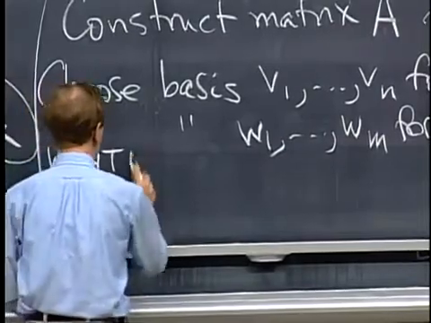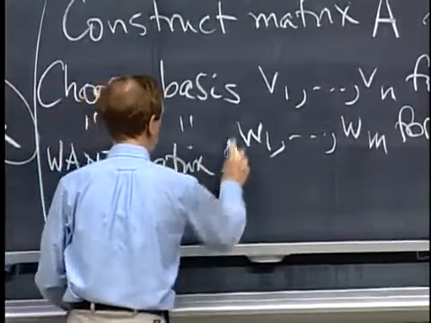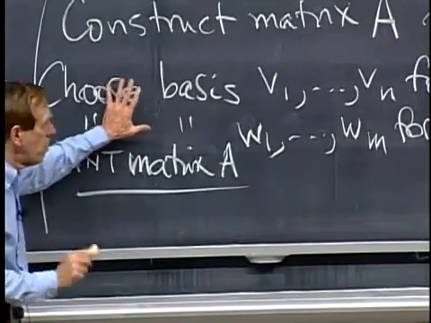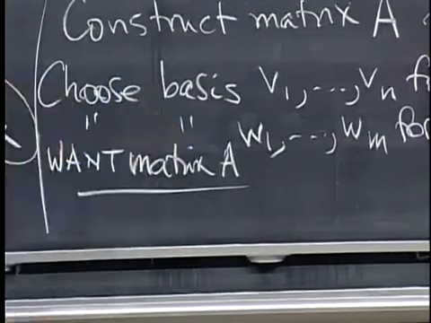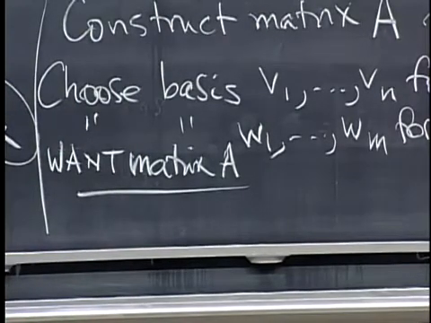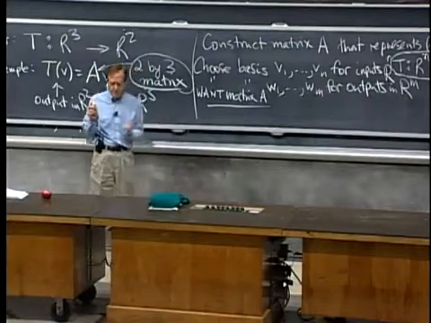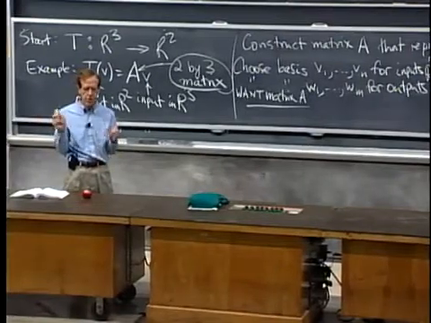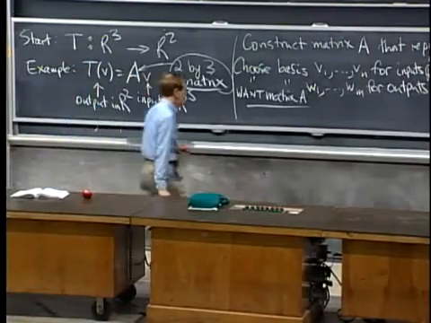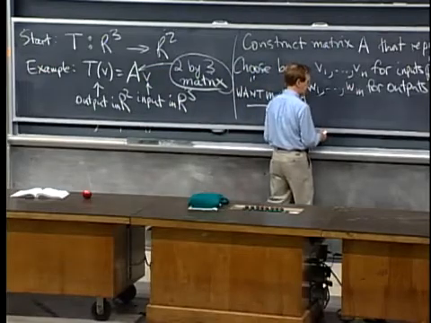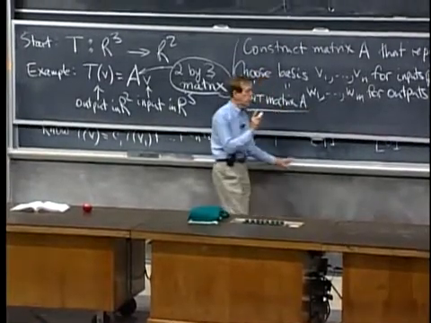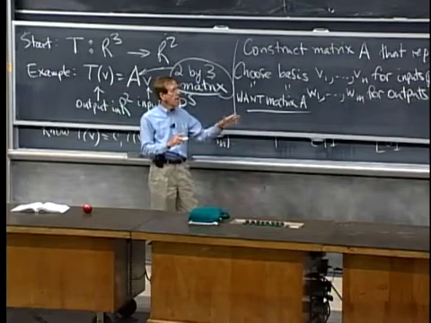What I want is a matrix A that does what the linear transformation does, and it does it respecting these bases. So let me take an example. Let me take the projection example, because we've got that projection in mind. I can fit it in here. Here's the projection example. I'm thinking of n and m as 2.